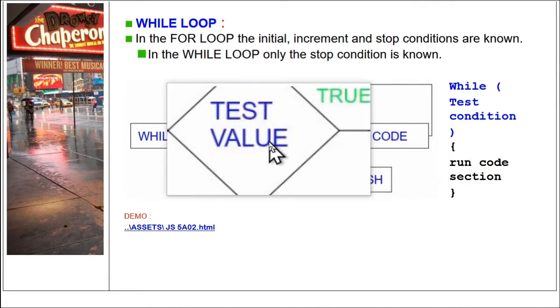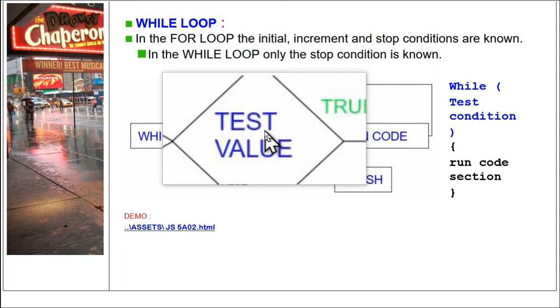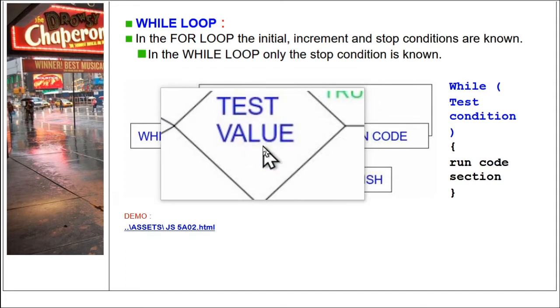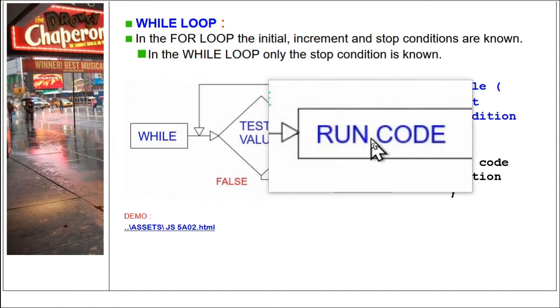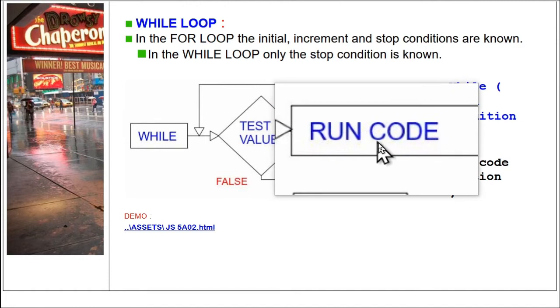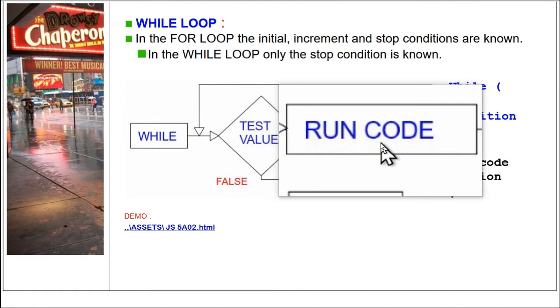But obviously, if this test value never changes, so if x equals 1 for example and it never changes, then the loop will run forever and you'll be stuck in that loop for infinity. So what you need to do is, in your run code section, change the value of x each time you run the loop. For example, at the end of your code you could increase the value of x and say x equals x plus 1.